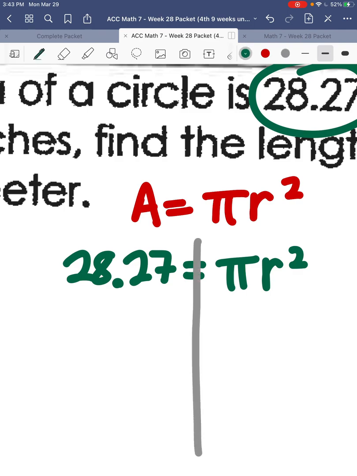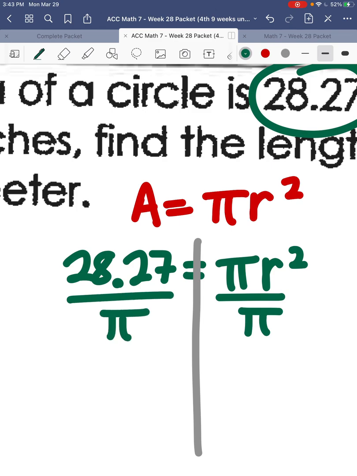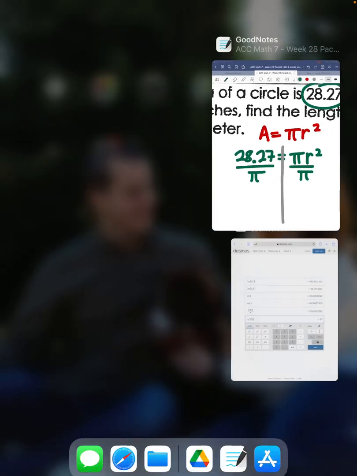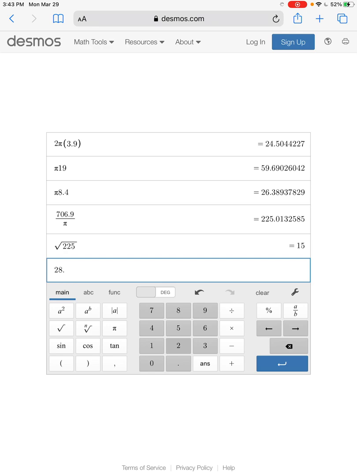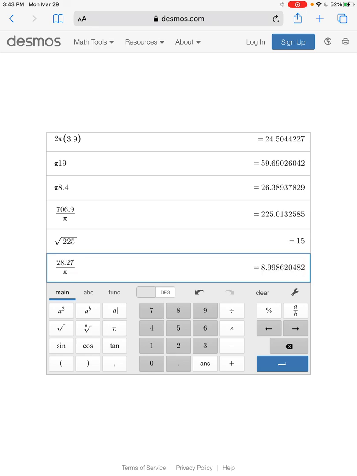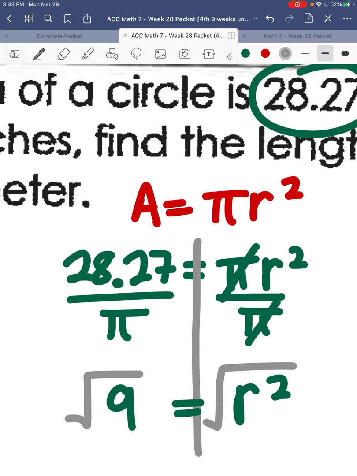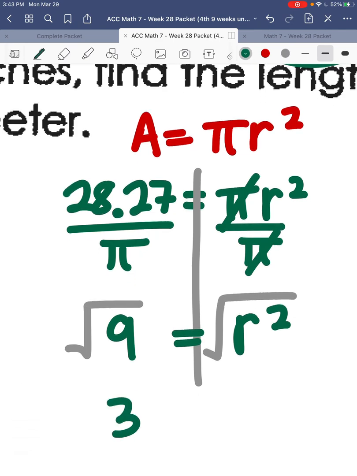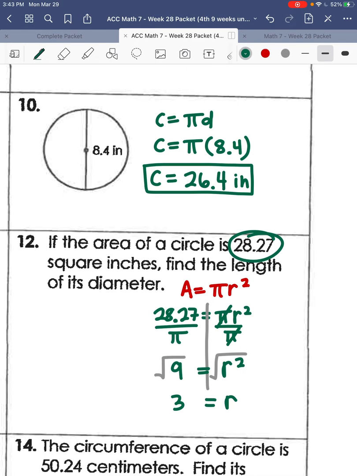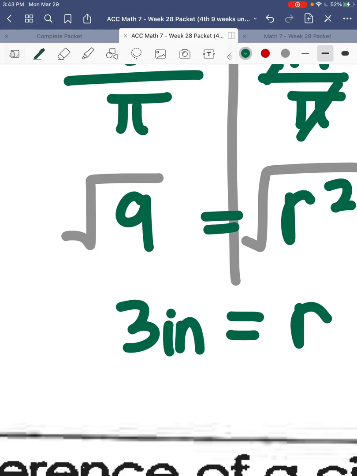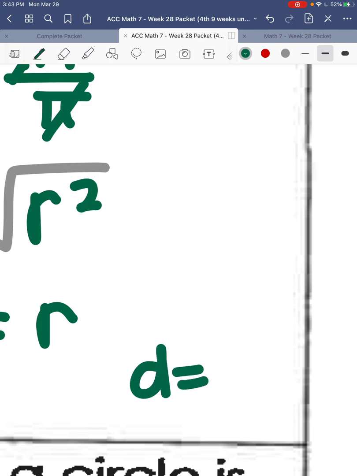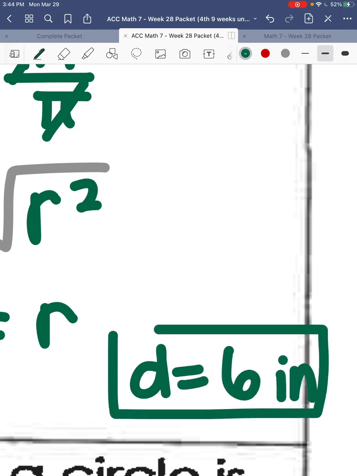Now, to solve this for r, we first need to divide by pi on both sides. So I'm going to go to my calculator and divide 28.27 by pi. 28.27 divided by pi gives me 8.99. Now, I'm going to round that up to 9. So 9 is r squared. Now, when I take the square root, I know that the square root of 9 is 3. So 3 is my r. Well, 3 what? 3 inches. Now, remember your diameter is 2 times your radius. So 3 times 2 is simply 6. So the diameter is 6 inches. And that's our answer.